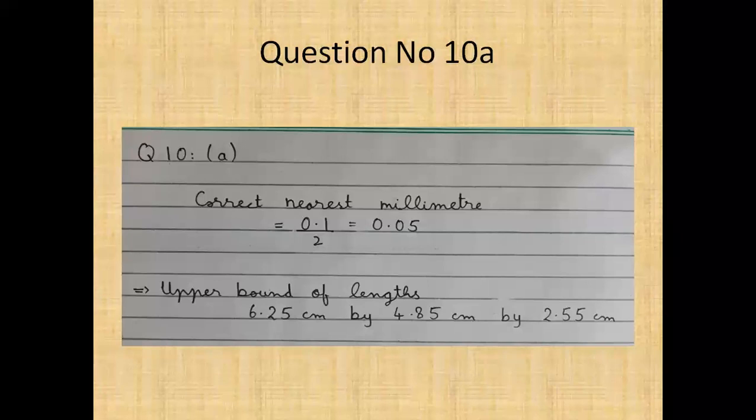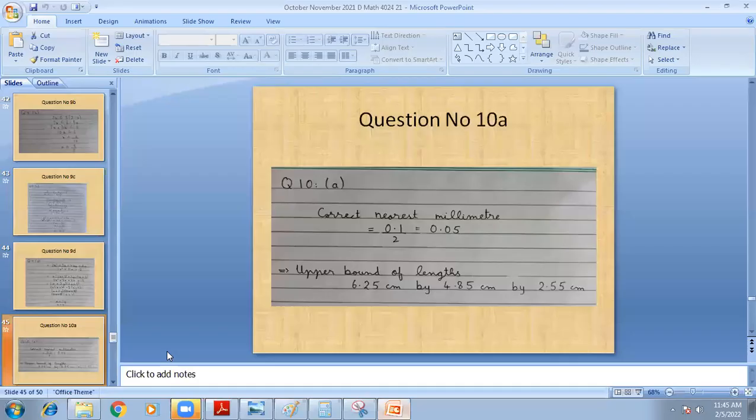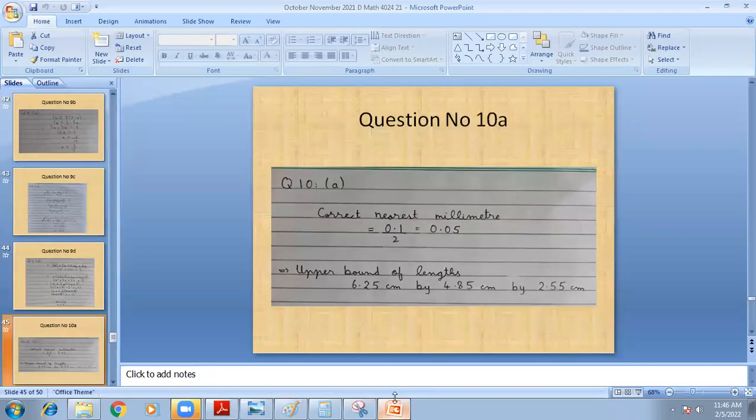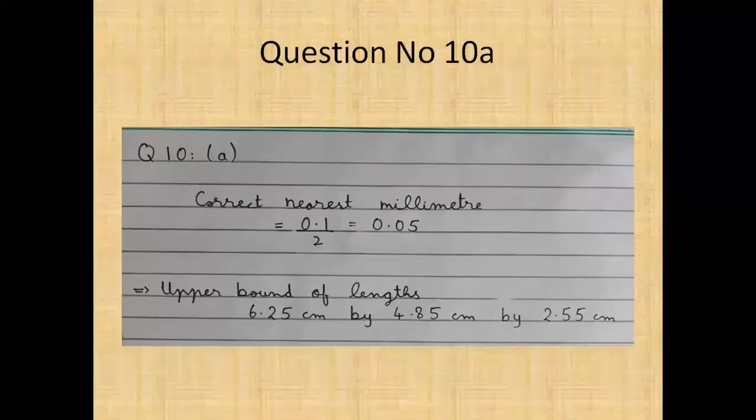So in all the dimensions, I will add this value. Let me show you first of all: 0.05 needs to be added in all the dimensions. So add 0.05 to each, and you will get the upper bound of the length, the width and the height. The upper bound of the length will be 6.25, the width will be 4.85, and the third dimension, the height, will be 2.55 centimeter.